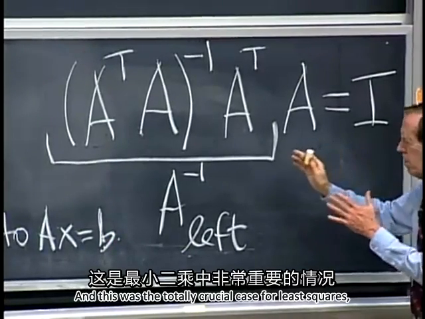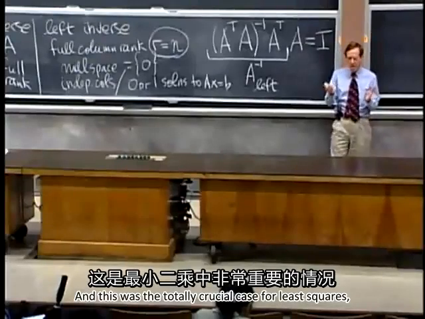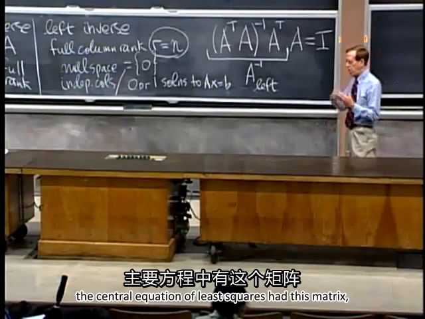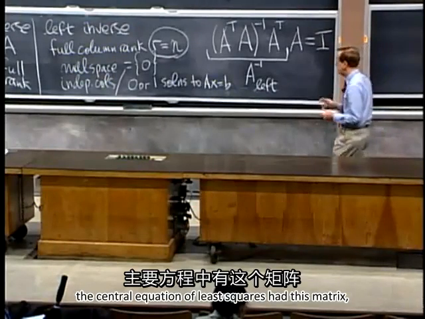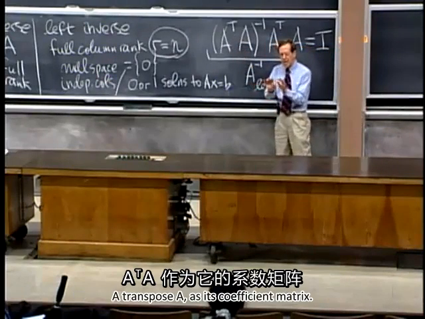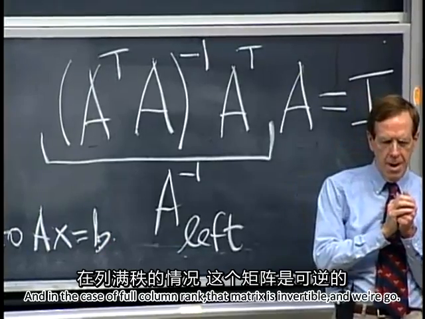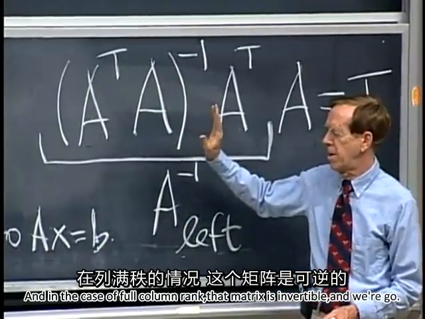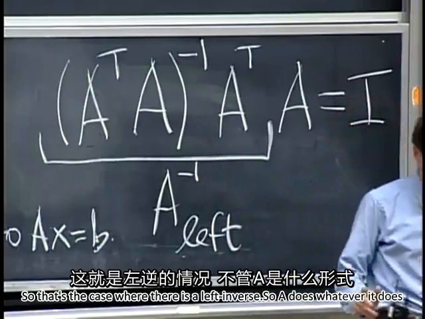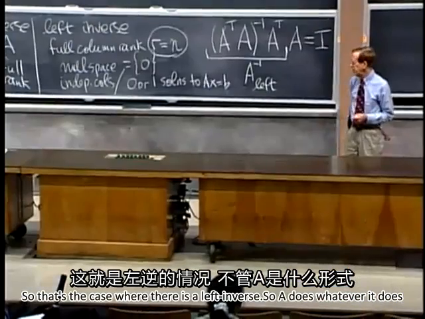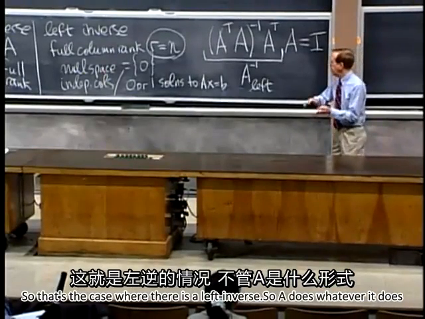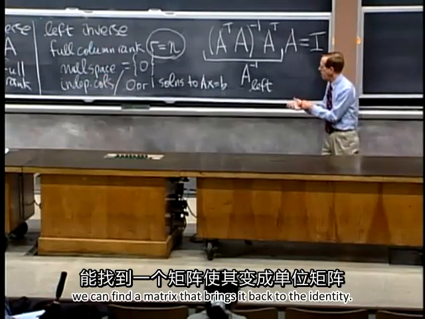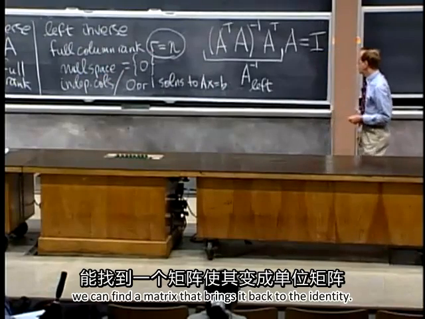And this was the totally crucial case for least squares. Because you remember that the central equation of least squares had this matrix A transpose A as its coefficient matrix. And in the case of full column rank, that matrix is invertible, and we're good to go. So that's the case where there is a left inverse. So A does whatever it does, and we can find a matrix that brings it back to the identity.